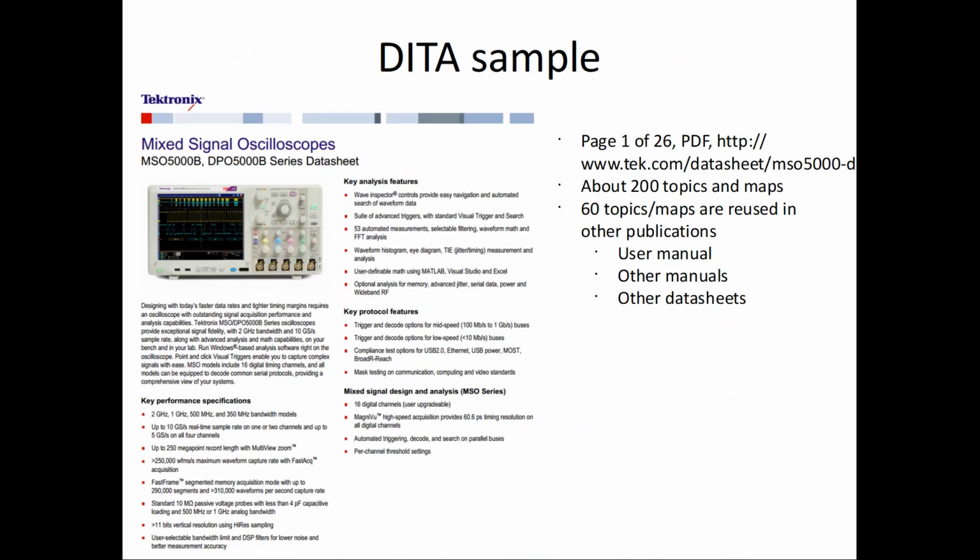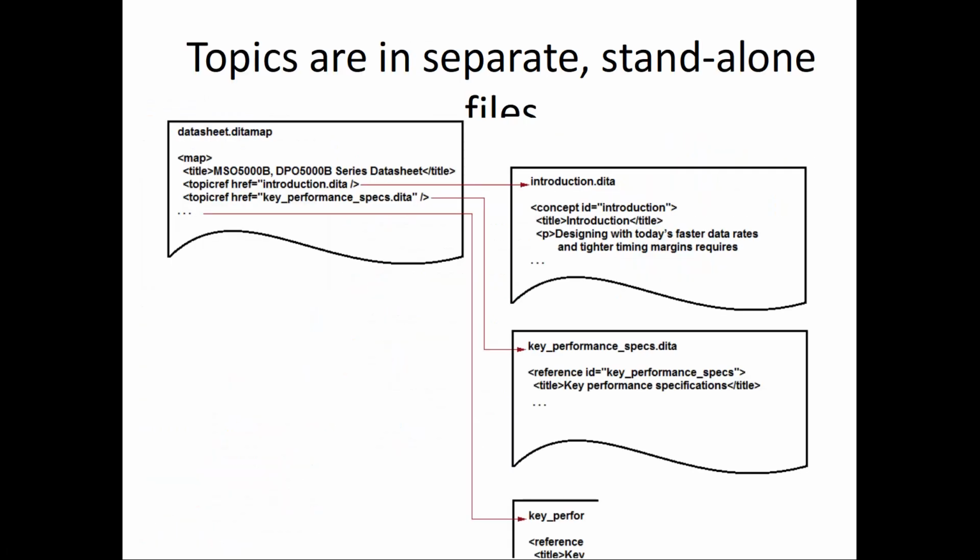So here's that same data sheet, but this time it's as a PDF. There are 200 topics and maps. 60 topics and maps are reused across other publications like user manuals, other manuals, and other data sheets. So this is kind of the way that works. We have a data sheet map, DITA map, that has an introduction, it has key performance specifications, and it has a bunch of other topic files.